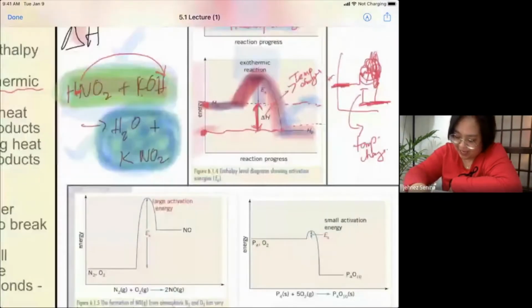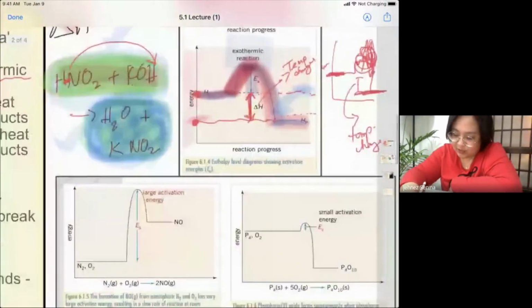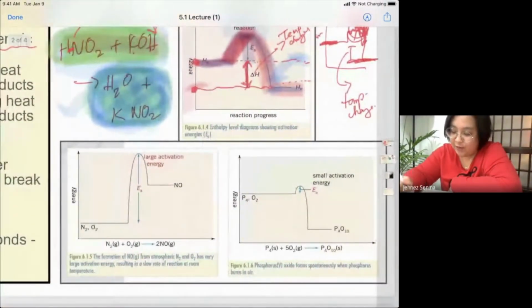Okay. Again, this is an exothermic energy profile for the formation of phosphorus 5 oxide. This is phosphorus 5 oxide. Now, how does it form? Elemental phosphorus, look at that, reacts with oxygen. Really small amount of energy. What does this mean?